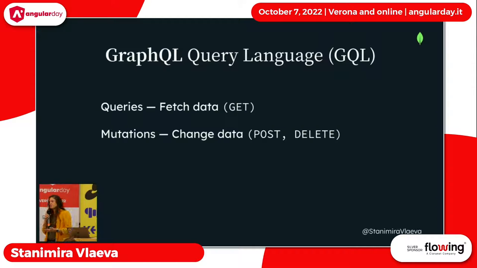In the query language, we have two types of operations, queries that allow us to fetch data. These correspond to HTTP GET requests. And we also have mutations that allow us to mutate or change data. And these correspond to put, post, or delete. And naturally, the most common protocol that we use when using GraphQL APIs is HTTP, but we're not tied to it. So we can use different protocols as well.